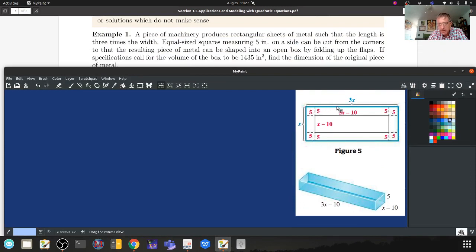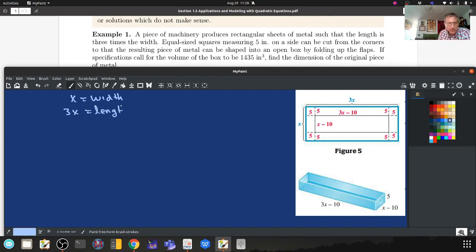This length here is the length, and this is the width. And they say that the length is 3 times the width. So they're calling this the width, and x is the width. So in this case, let's just start writing down what we have. x is equal to the width, and 3x is equal to the length.